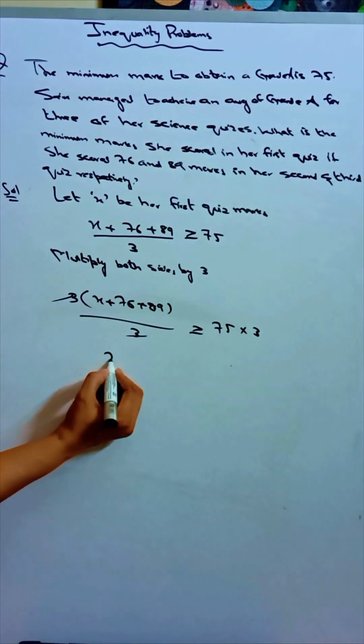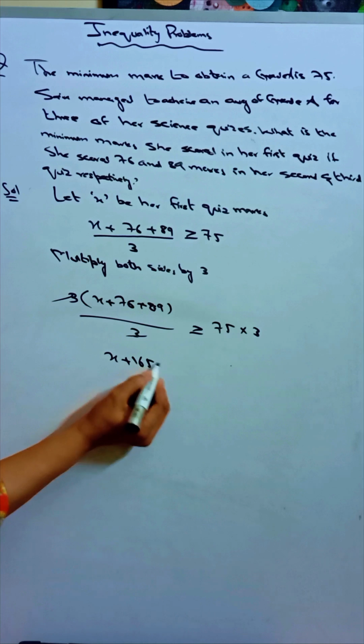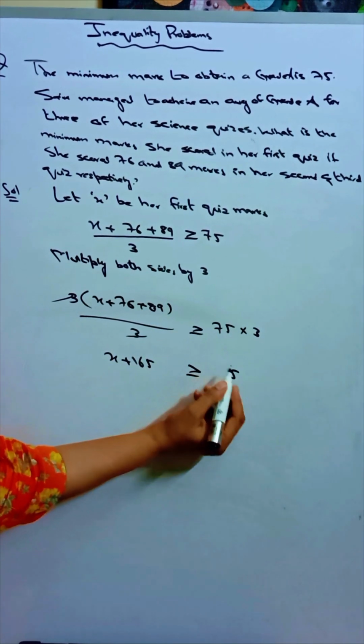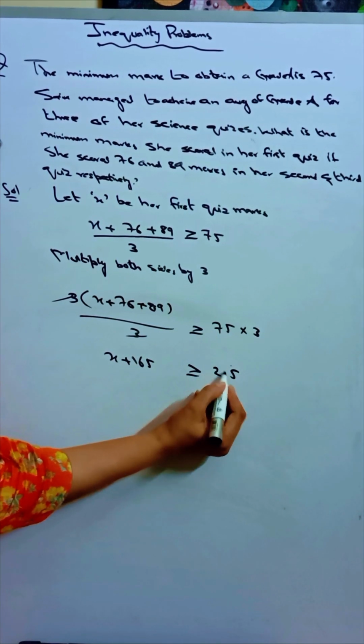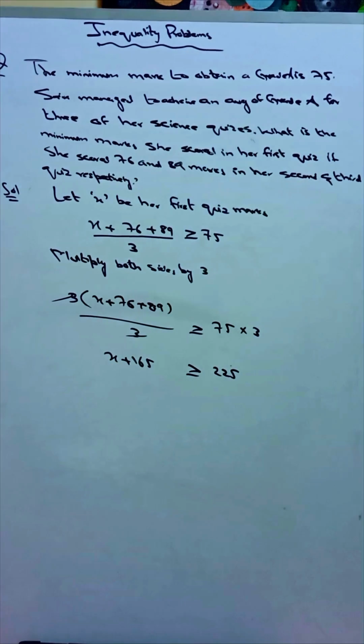x will remain the same. Plus 76 plus 89, what is it? Yes, you are right, 165, greater than or equal to 75 multiplied by 3. What is the answer? Yes, you are right, 225. 5 times 3 is 15, 3 times 7 is 21, plus 1 is 22, so 225. I just solved it directly. You can do it by yourself.